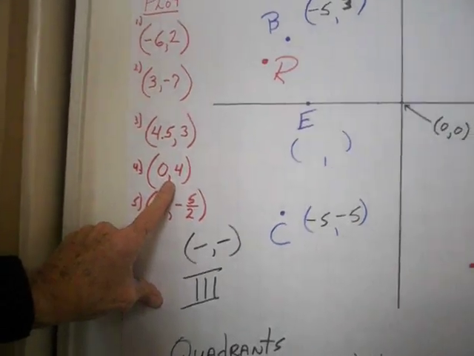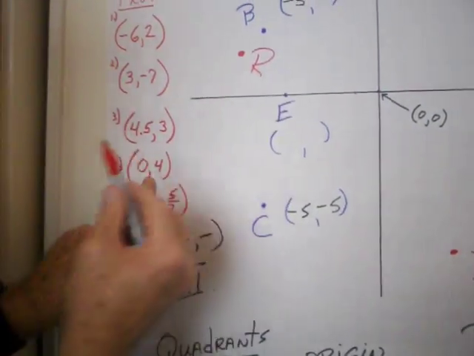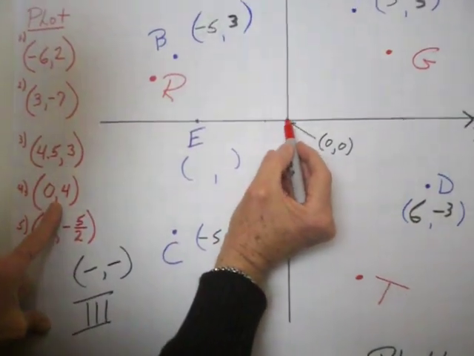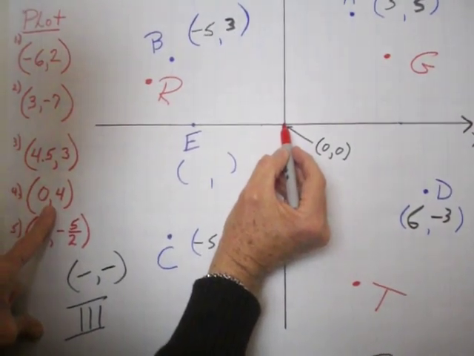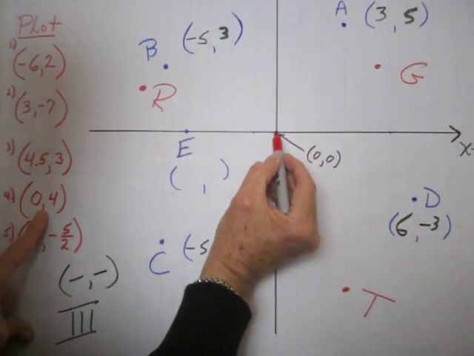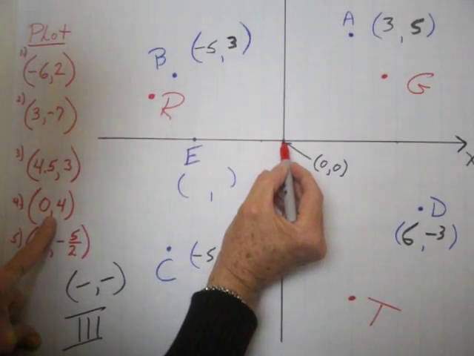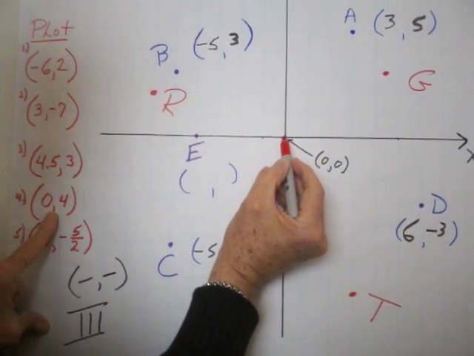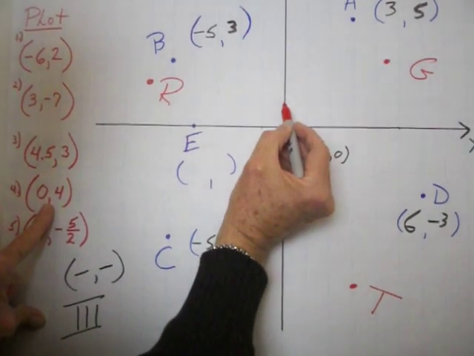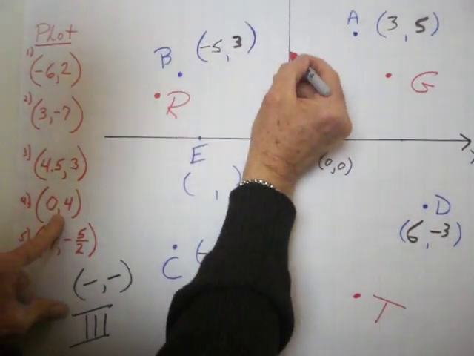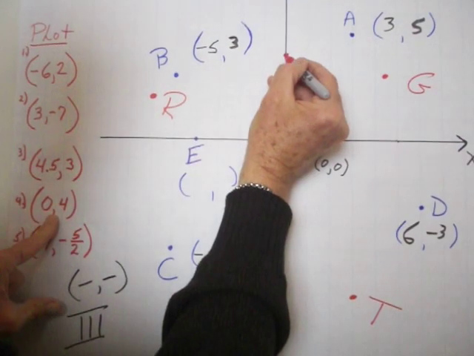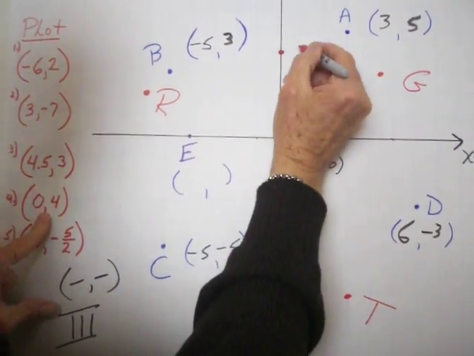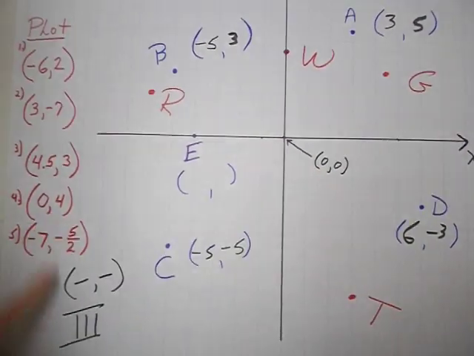And then the point 0, 4. X is 0. So I'm not moving from this point because at this point x is 0. Y is positive 4. Up, positive 4. 1, 2, 3, right on that y-axis. And we'll just give it W.